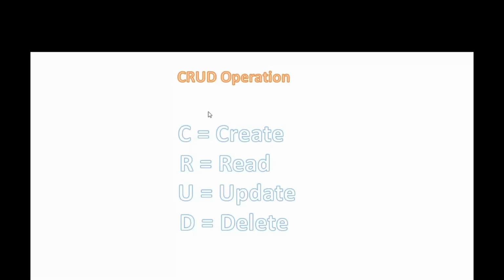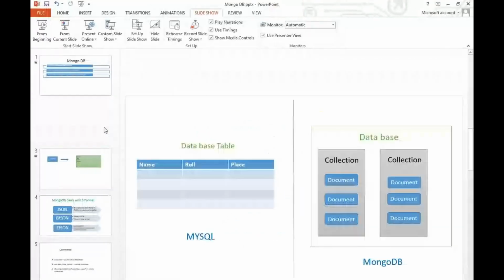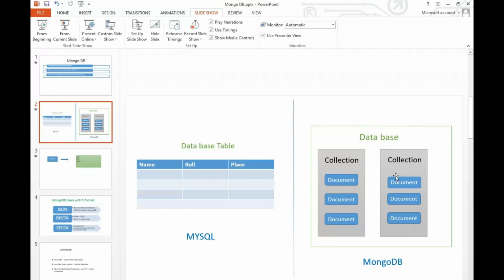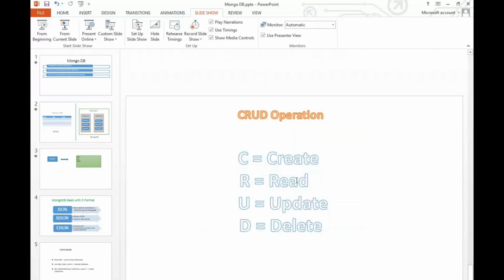Today we will see CRUD operation. CRUD means create, read, update and delete operation. In a previous video, we saw how to create a database and how to create a collection, inside which there is a document. Today we will see how to create a document, how to read a document, how to update a document and how to delete a document. So now, get started.